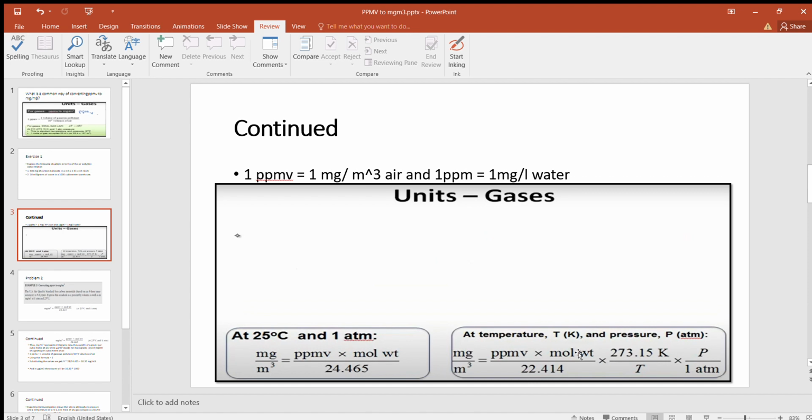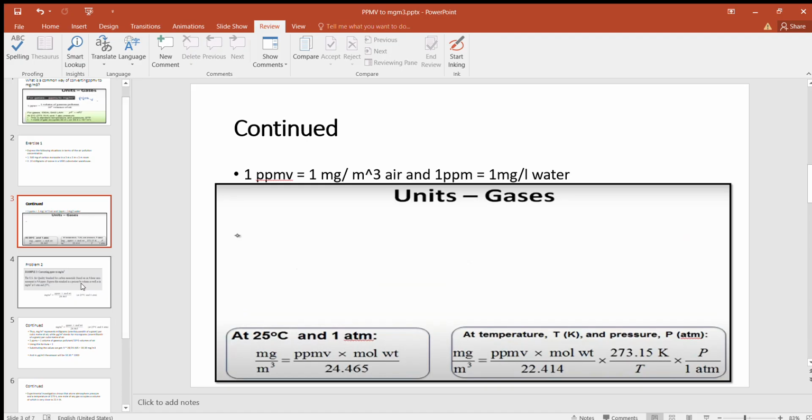Now at other temperature and pressure, it would be ppmv into molecular weight into the temperature term T1 upon T2, so it is 273.15 Kelvin upon T, into P upon 1 atmosphere pressure, and then this will be divided by the volume of the gas occupied at STP.